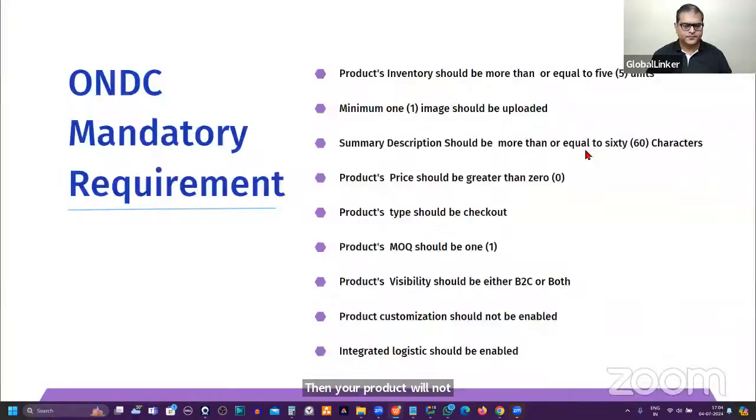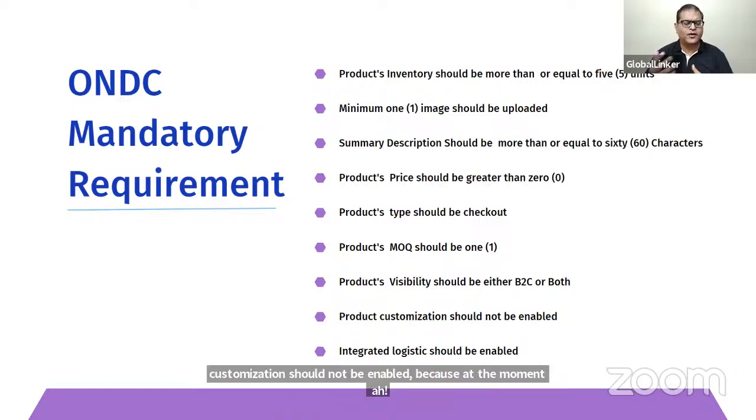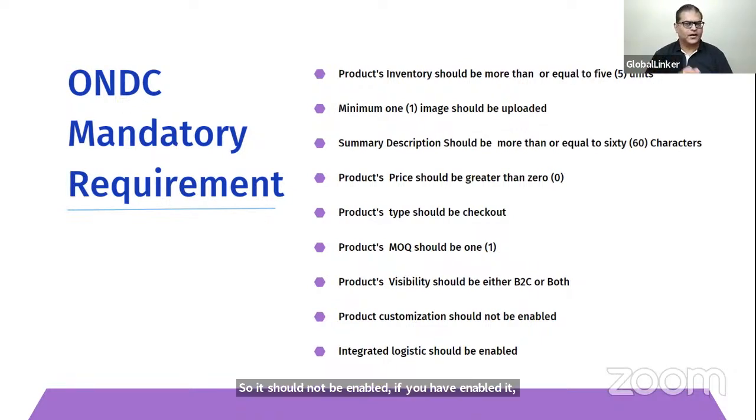Now, product customization should not be enabled because at the moment, ONDC does not support customizable products. So it should not be enabled. If you have enabled it, disable it. And then once ONDC switches on or starts supporting customizable products, that's where you can turn that back on.